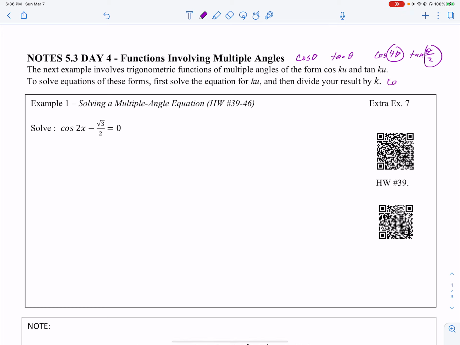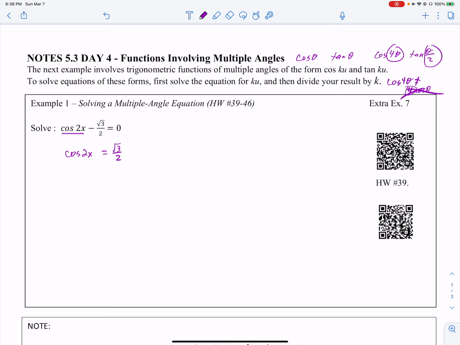And just remember, cosine 4 theta is not 4 cosine theta. You can't move this 4 in and out of the argument. That does not happen. So we have other methods for solving these. So the first thing to do is isolate this trig function. Again, the 2x you've got to just leave alone right now. So the 2x stays there, and just add the root 3 over 2 to the other side.